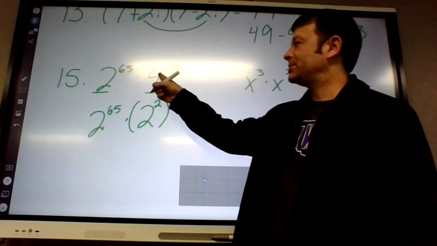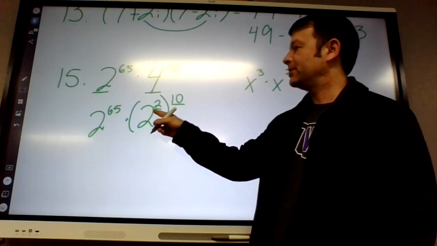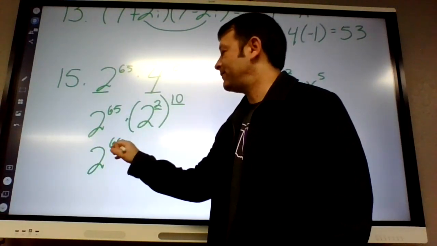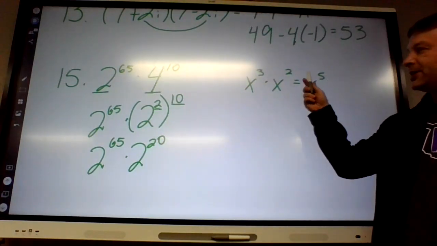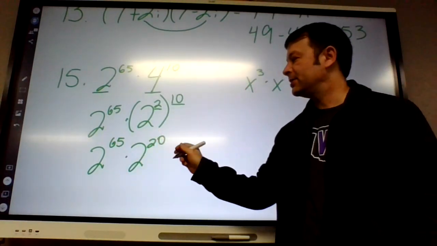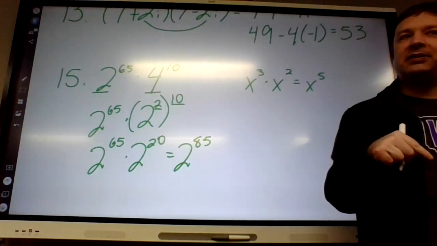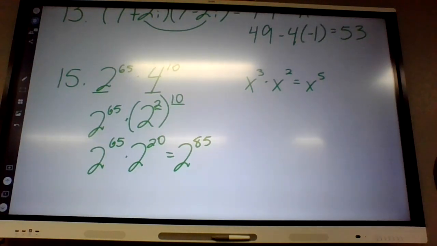Okay, all I did was change 4 into 2 to the 2nd. What's the rule on exponents right here? Multiply. So this is 2 to the 20th. So I have 2 to the 65th times 2 to the 20th. Now what do I do with the exponents? Add. So it's 2 to the 85th. So if 2 to the 10th is 1,000, just by multiplying 2's 10 times, 2 to the 85th gets bigger faster and faster and faster. So it's way bigger than what can fit on your calculator.